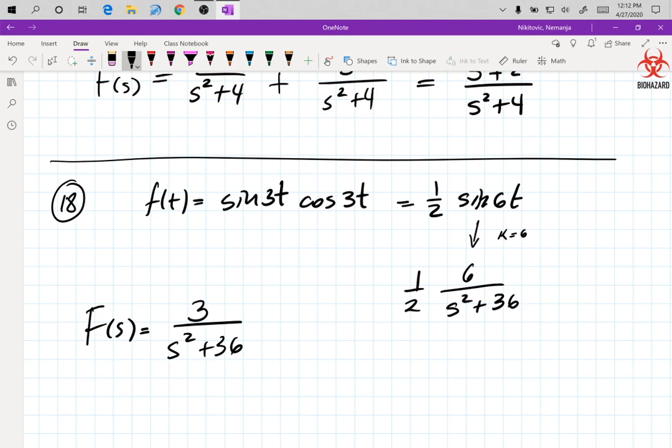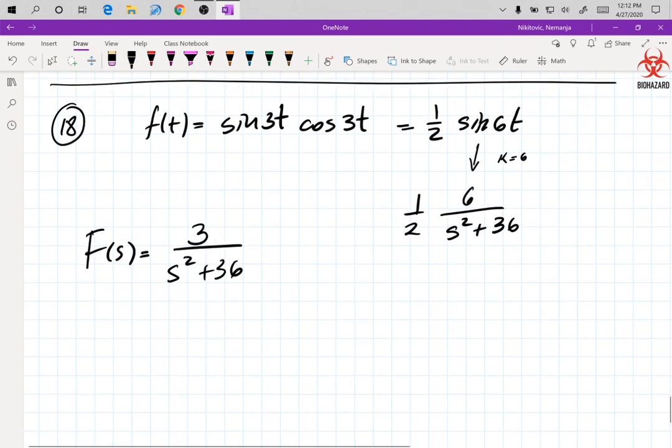So we spent an hour talking about forward transformation, which means you have a function in the time domain, f of t, and you are converting that into the frequency domain S, which is capital F of S. That's the frequency domain. Great. So we're done there. The next objective for us is to go backwards.